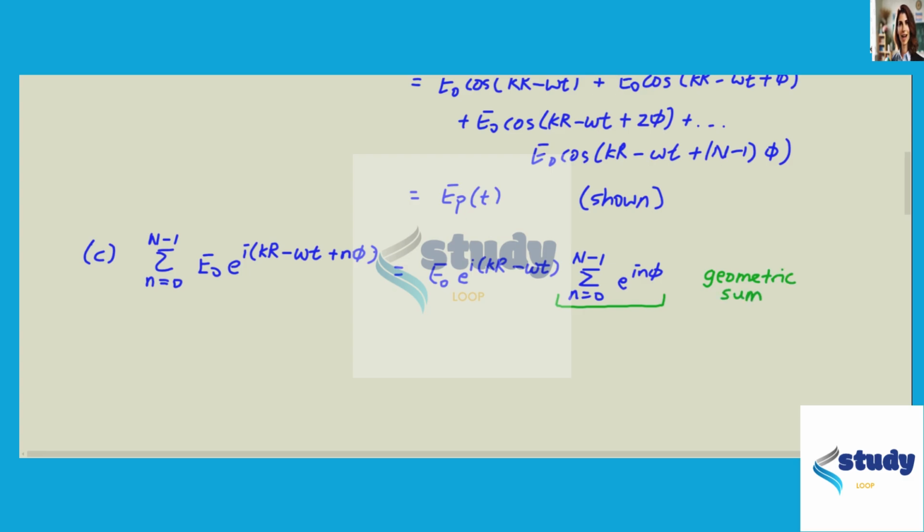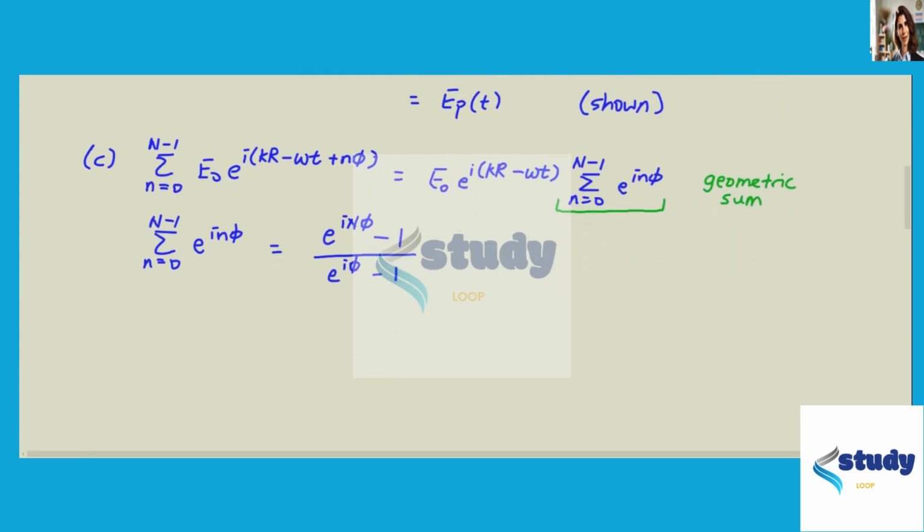Okay, so we can use the formula for the geometric sum. So you have the last term minus the first term divided by the ratio minus the first term. Okay, so then you can put this thing into here.